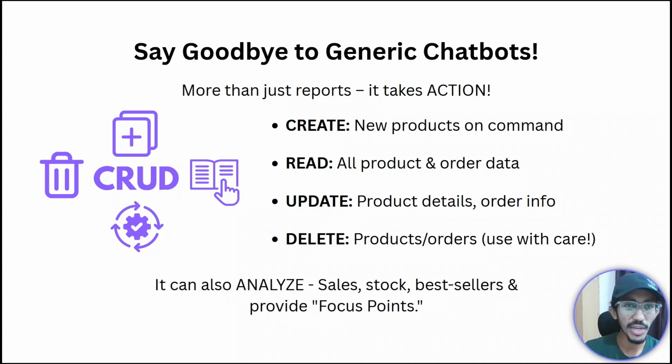It can create new products in your Shopify store based on commands you give it, read all your product and order data, giving you instant access, update product details like descriptions or prices, and even order information like shipping addresses, delete products or orders, though you'll want to use this one with care, of course. And beyond those core CRUD operations, it can also analyze your sales, your stock levels, identify your best-selling products, and provide you with actionable focus points to guide your decisions. This is about making AI do work.